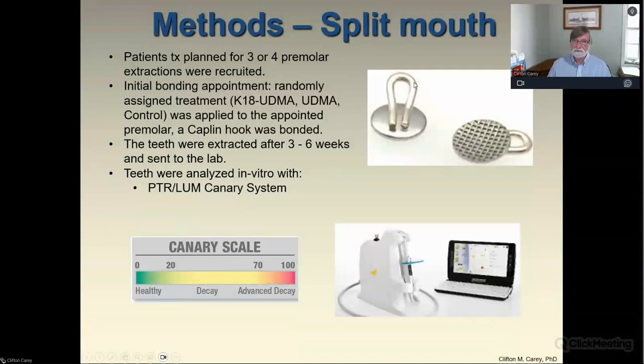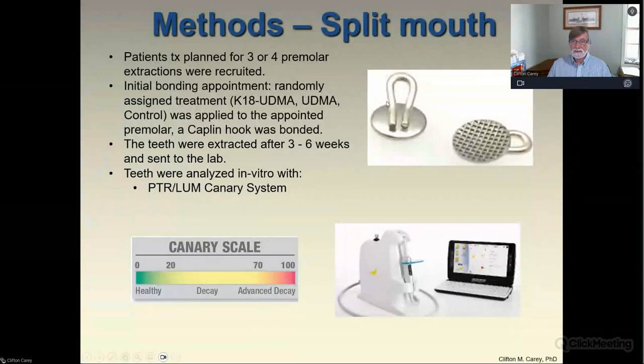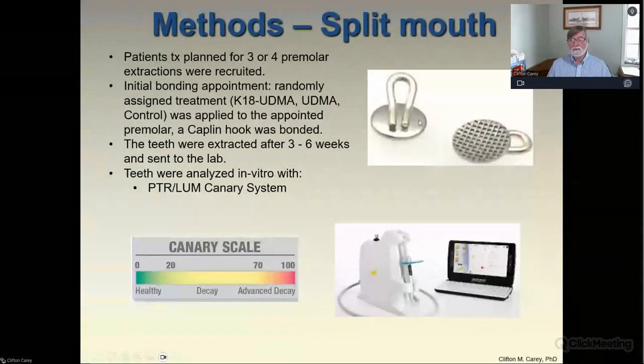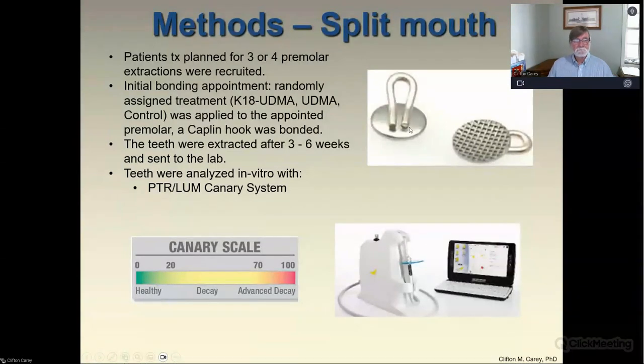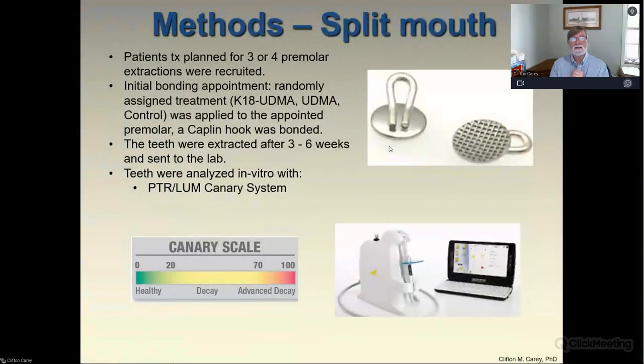a Kaplan hook, which is basically a round hook that doesn't poke into the buccal surfaces, and it allows for bacterial accumulation, biofilm accumulation around the bracket. So then when they came back, they would get scheduled to have their teeth extracted for their other treatment, and we would ask the surgeon to please keep the teeth for us, and we would get those back into the laboratory. We analyzed those with the Canary system, which some of you may be aware of.